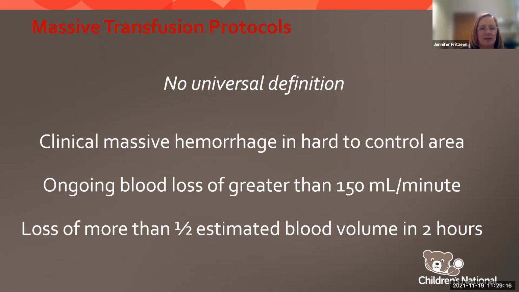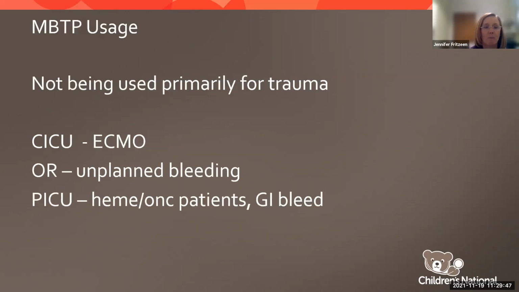So what we use as the definition for when to launch a massive transfusion is if a patient has clinical massive hemorrhage that's hard to control. And that's really why most of our MBTPs are launched, because the other definitions are a little bit harder to quantify. And that's ongoing blood loss of greater than 150 mLs per minute, loss of more than half of estimated blood volume in 2 hours. So basically, what we're saying is if you have a lot of bleeding, we can't stop it, MBTP is where you want to go.